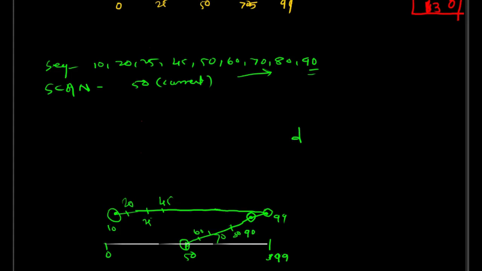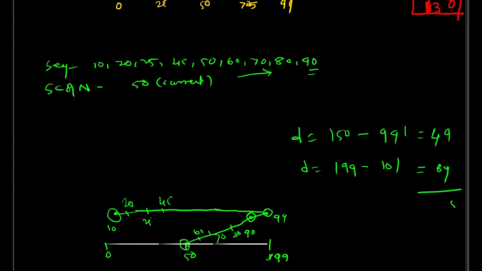So the distance traveled here is D equals the first distance from 50 to the end of the disk, that is 99, then the second distance is the end of the disk, 99, to 10, and you have to calculate the absolute differences. So 99 minus 50 is 49, and the other difference is 99 minus 10, which is 89. So calculate the total: 9, 9, 18, carry 1, 8, 4, 12, 138. Distance calculated here is 138.